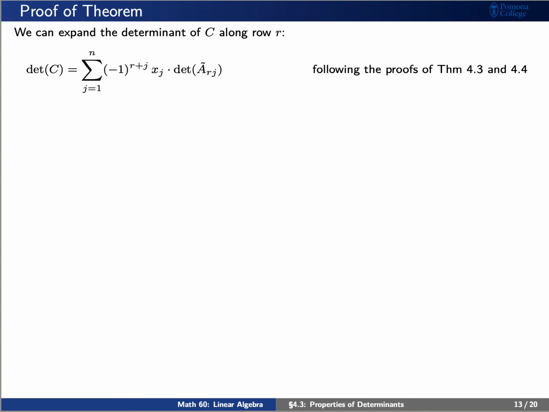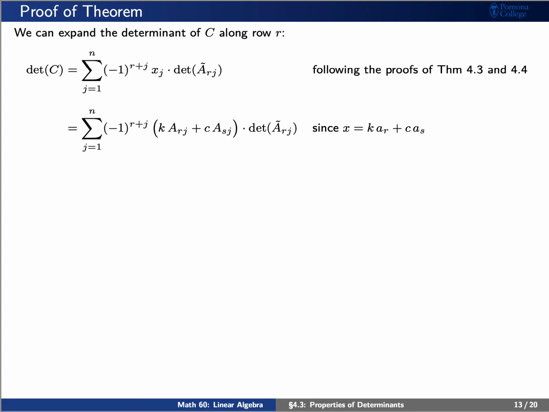Notice here that x sub j is the element in row r, column j, because we've replaced row r with our linear combination x. Also, we have here a sub rj tilde, because remember that if we cross out row r of C, then we just get back the matrix A. Specifically, we get back A tilde.